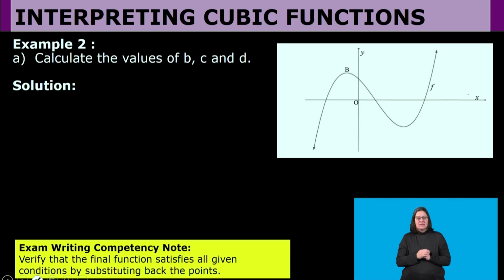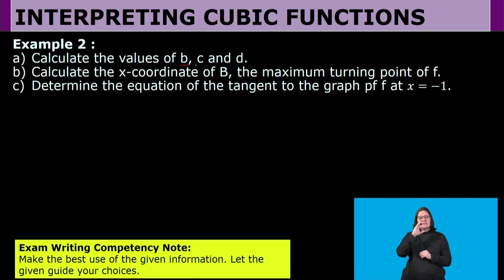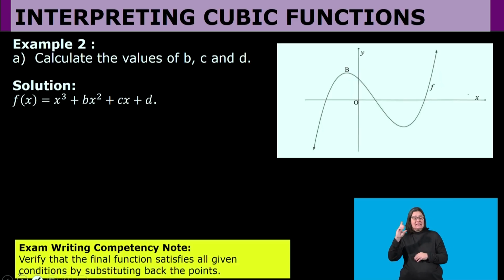So the first one says, calculate the values of b, c, and d. Okay, so how do we calculate the values of b, c, and d? We know that our equation is x cubed plus bx squared plus cx plus d, and we've got all that information about the x-intercepts. Remember, we were given these values here. So now at this point, learners look at this and they've got 3 bits of information and 3 unknowns and they think, oh, well, let's go into simultaneous equations. That's going to be a very long-winded way to get to the final values of b, c, and d. This is why analyzing what you've been given is so important.